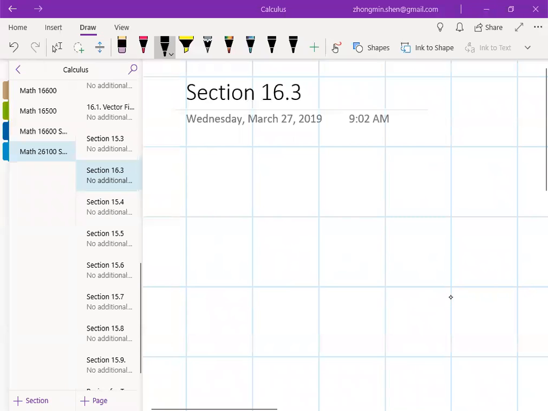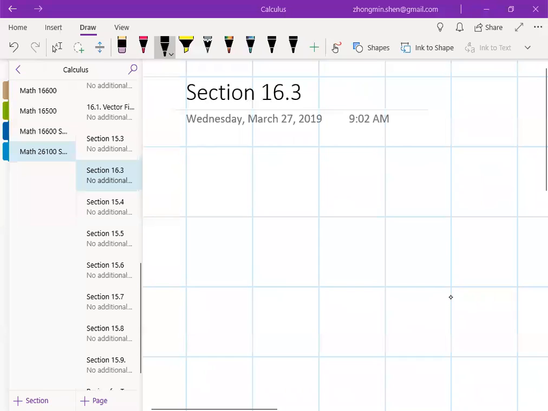Okay, in the last class, we studied line integrals along a curve. Today's class, we're going to study the so-called fundamental theorem of line integrals.